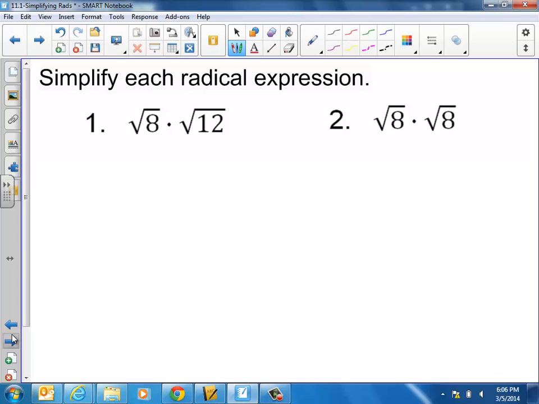All right, let's check out the first. We've got radical 8 times radical 12. Now again, you do not want to try to break down radical 8 using a factor tree, then radical 12 using a factor tree. Think in terms of order of operations here. Just multiply the two together. So this would be the square root of 96. You multiply the 8 times the 12, those two radicands, to get the radical of 96.